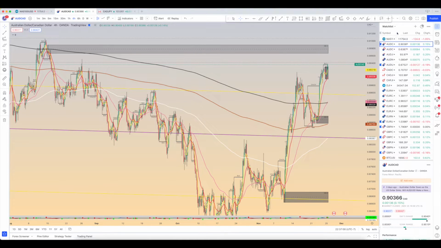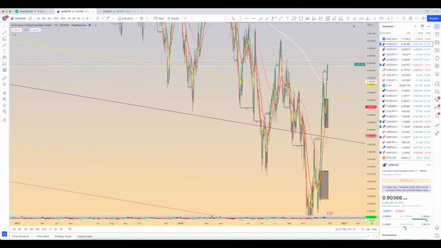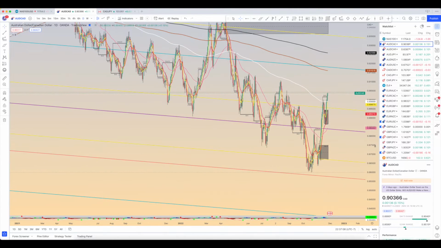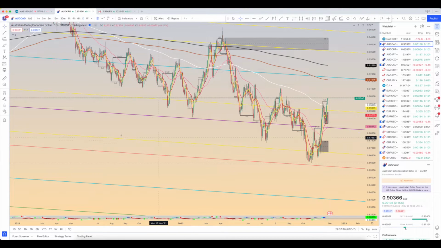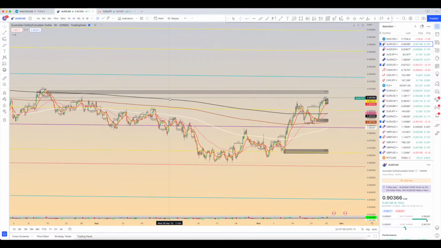AUD CAD. What I see on AUD CAD right now, I jumped on the daily and noticed that it's slowly progressing down over a very long period of time. What this tells me is that there's very likely going to be some sort of play in and around here. Sure enough, when I switch over to the lower time frame, the order block for a sell is right here.